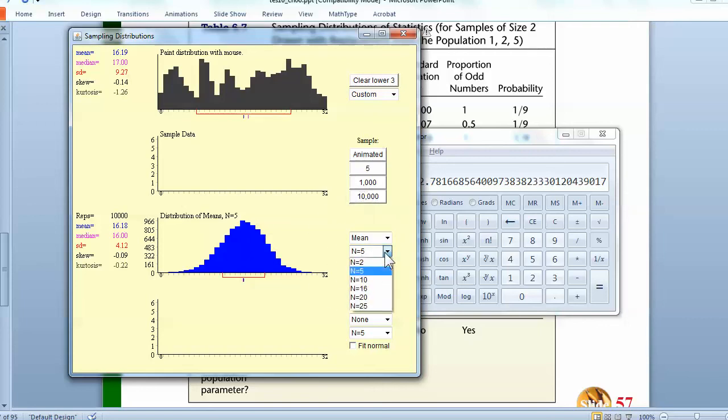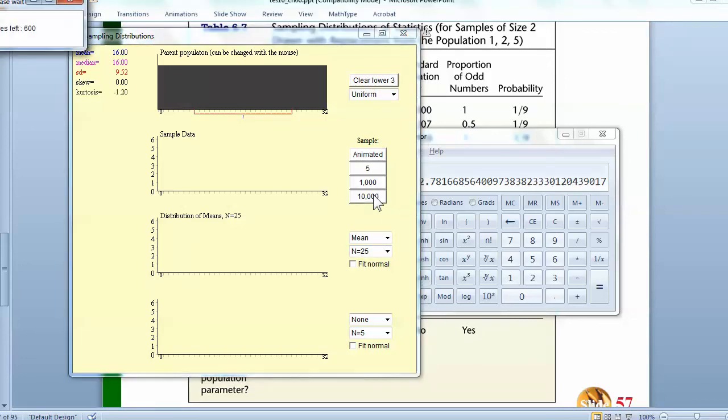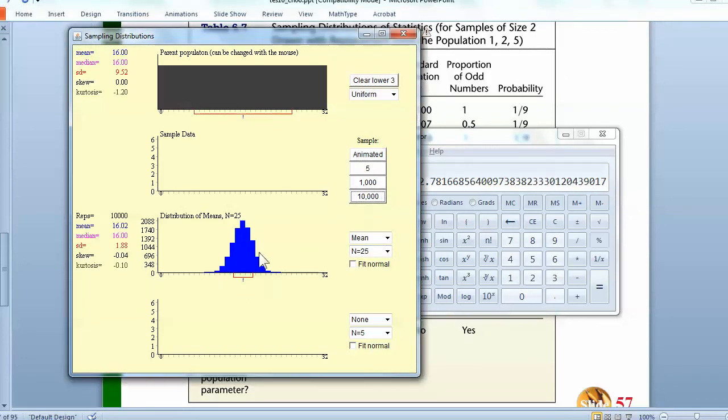And we could change this. We could make this be 25. We'd actually prefer it to be 30, because if the parent population isn't normally distributed, we want n to be 30 or above. So let's try a uniform distribution this time. Let's try n is 25. Let's run the simulation. Look at that, normal.